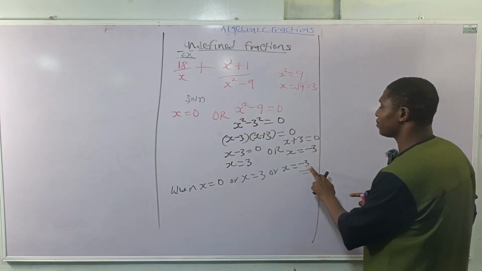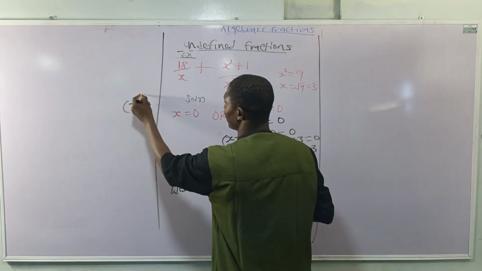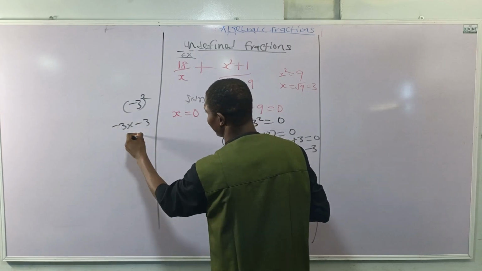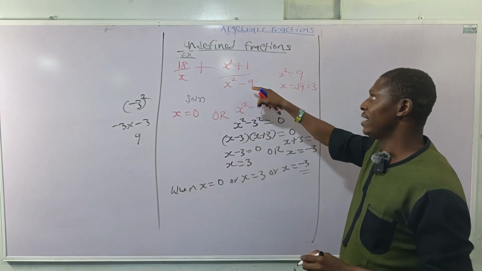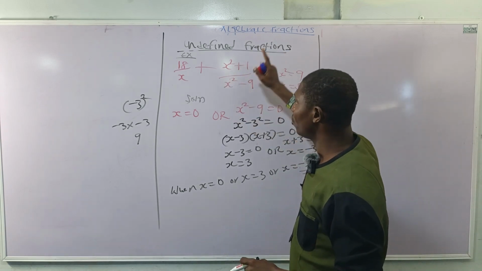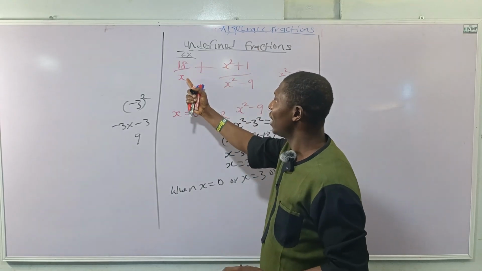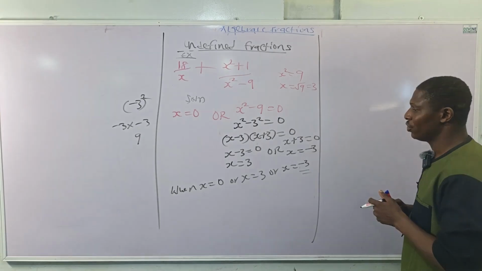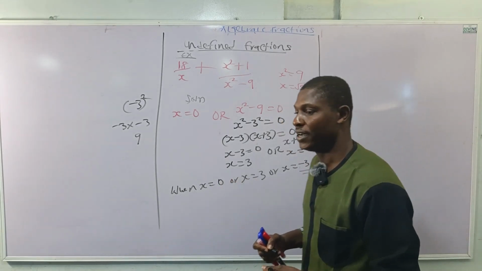Undefined. When x is minus 3, minus 3 close bracket squared will give you minus 3 times minus 3. Minus minus is plus, 3 times 3 is 9, and 9 minus 9 is what? 0. x squared plus 1 divided by 0 is undefined. And when you add up an undefined expression to a defined expression, it will still give you an undefined what? Expression. So these three values for x make this fraction undefined.